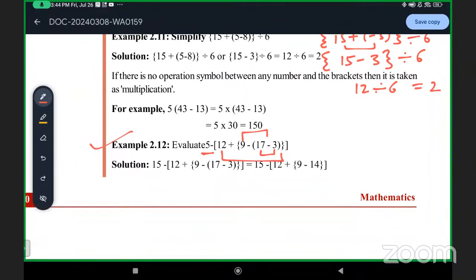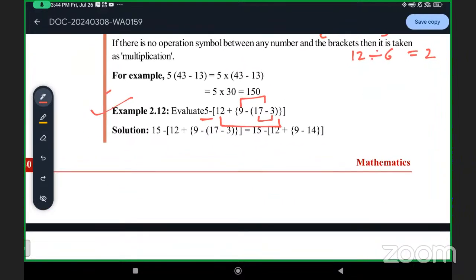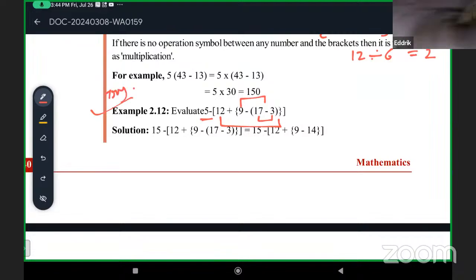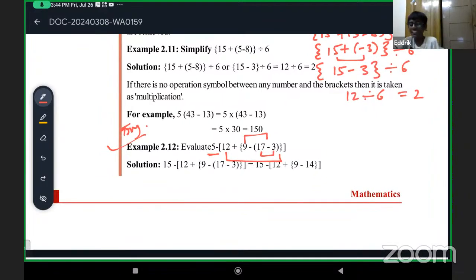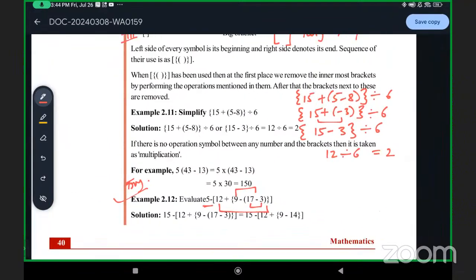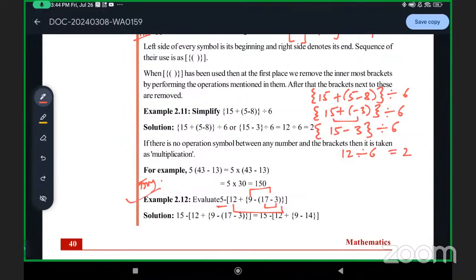Okay, like this you solve. Ma'am, you skipped the part that if there is no operation symbol between any number in the brackets, then it is taken as multiplication. Yes, that's right. Suppose I have 15, 3, no symbol. Okay, bracket is there, but no symbol. So it means that it is 15 into 3.